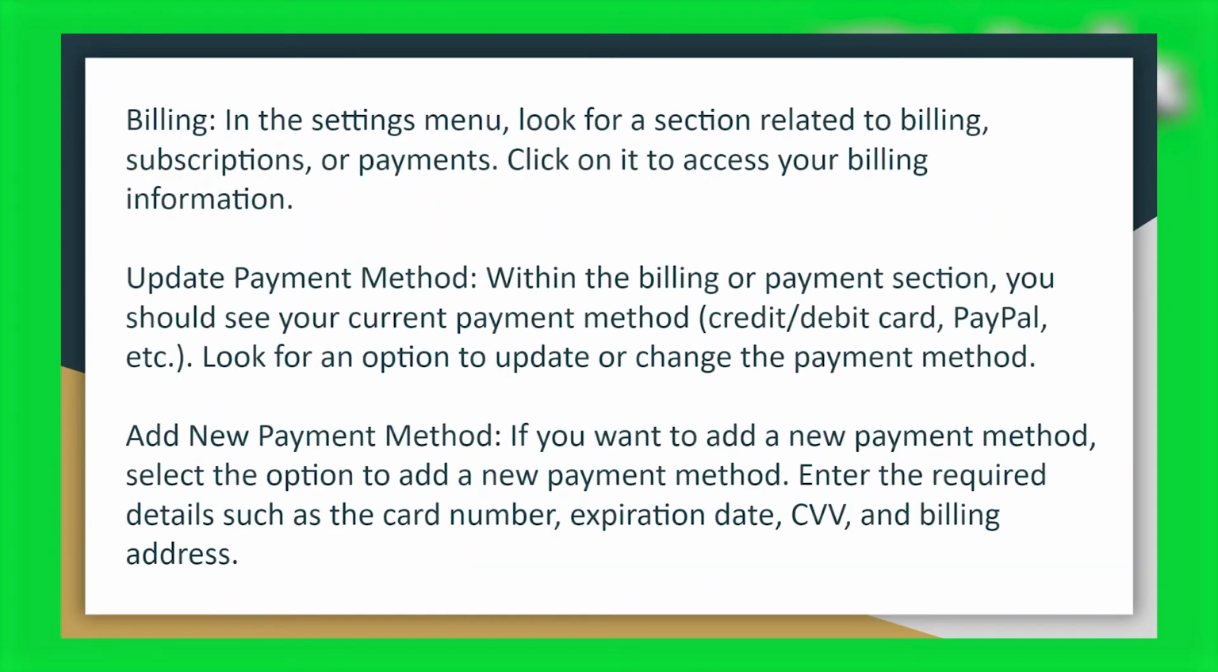In the settings menu, look for a section related to billing, subscriptions, or payments. Click on it to access your billing information. Within the billing or payment section, you should see your current payment method. Look for an option to update or change the payment method.